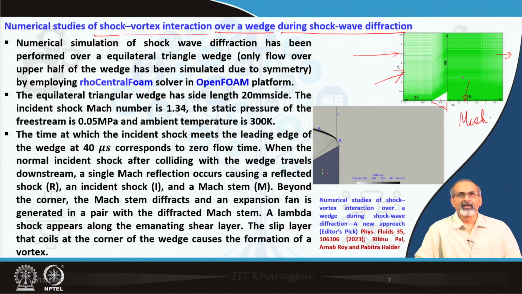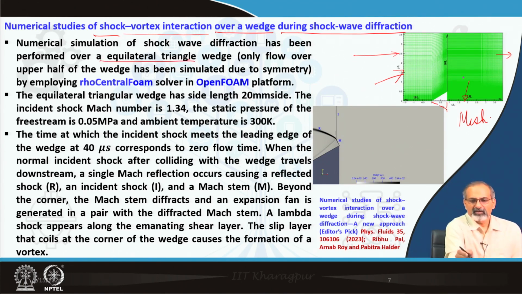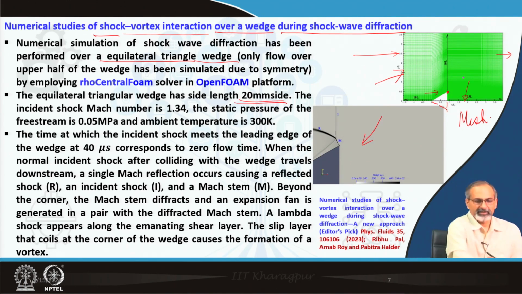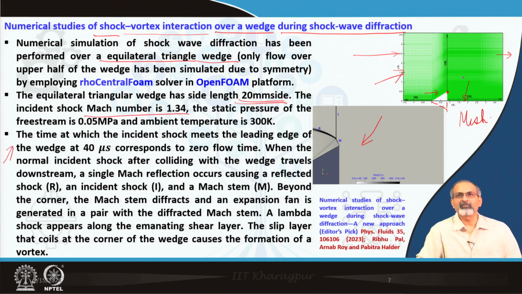And it has been performed on an equilateral triangle wedge. Only flow over the upper half has been calculated, and the side length of the wedge is 20 millimeters. There is a shock coming in from this direction and impinging on this wedge, and then as it reaches the trailing edge of the wedge, what you see forming is something like this, which has been elaborated in the third bullet point. So, the flow is approaching with the Mach number 1.38.